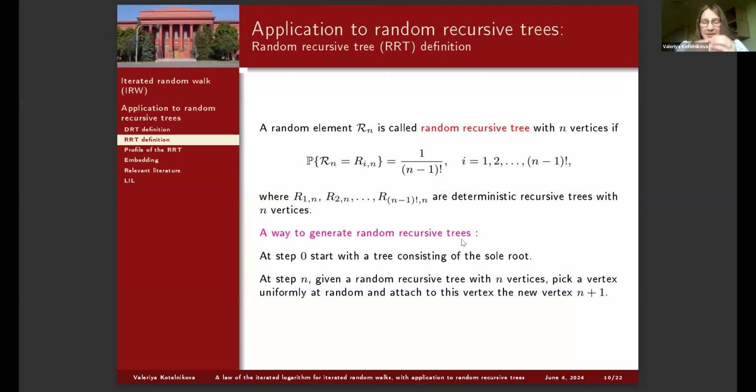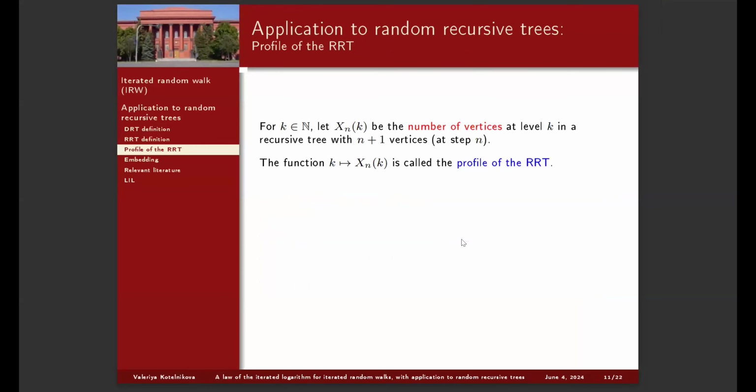So at step n, from the previous step, we already have a random recursive tree with n vertices, and we want to add the n plus first. And we can add this n plus first vertex in the following manner. You pick one of the already existing nodes uniformly at random, and add the new node to it.